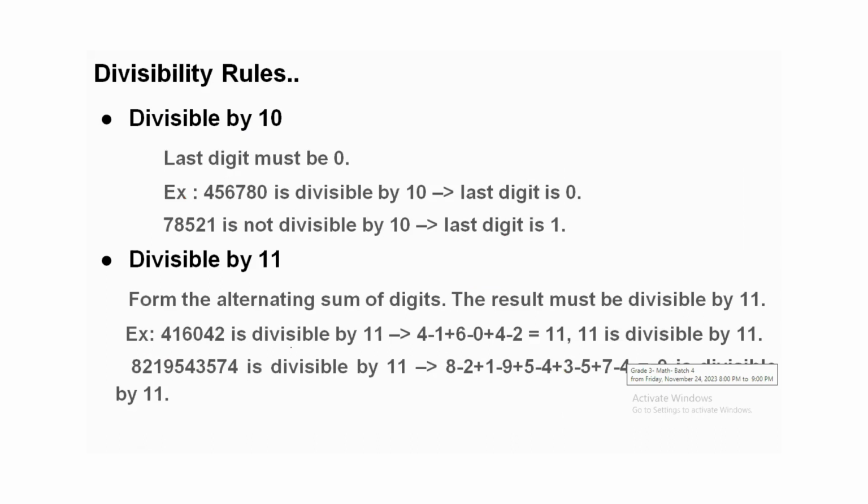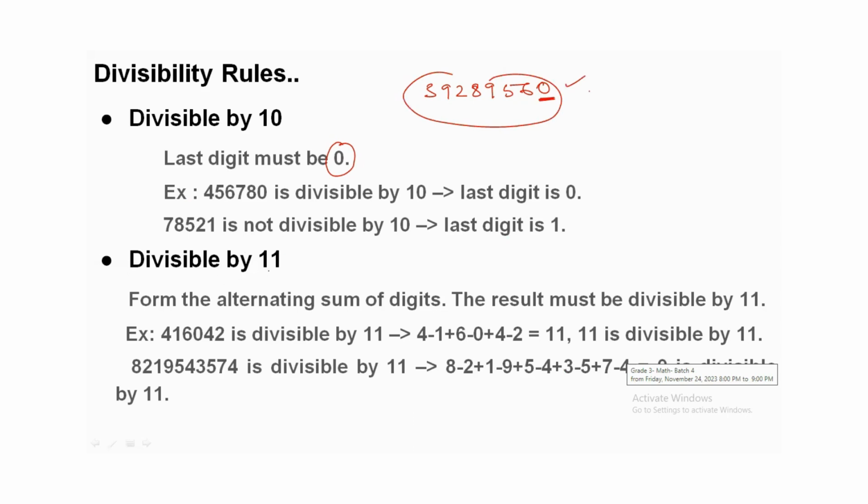Understood? After that, we have the divisibility rule for 10. That is very simple. Whenever any number ends with a 0, that particular number is divisible by 10. If some number is like this, in the last the ones place digit is 0, which means this whole number is divisible by 10.